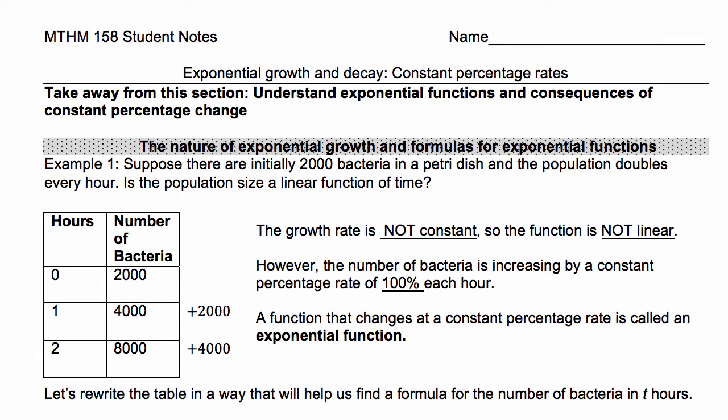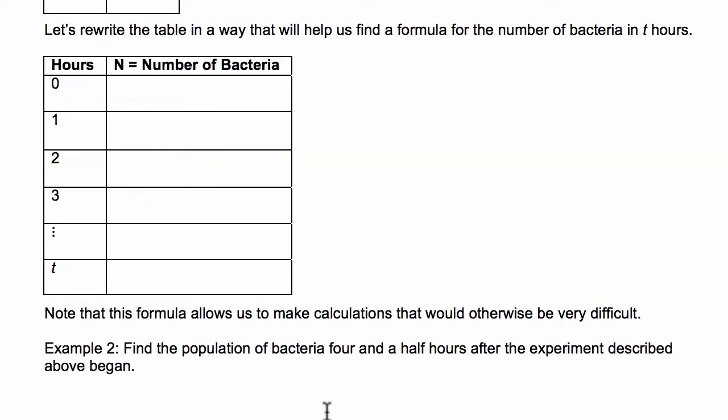Let's rewrite the table in a way that will help us find a formula for the number of bacteria in T hours. Recall, initially there were 2,000 bacteria in the petri dish. Each hour, the number of bacteria doubled. So after 1 hour, there were 2,000 times 2, or 4,000 bacteria in the petri dish. After another hour, we double that number again. We get 2,000 times 2 times another 2, or 8,000 bacteria in the petri dish.